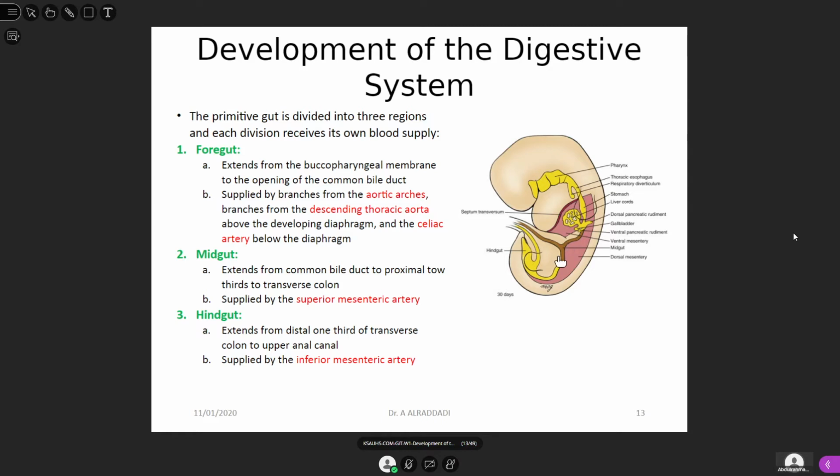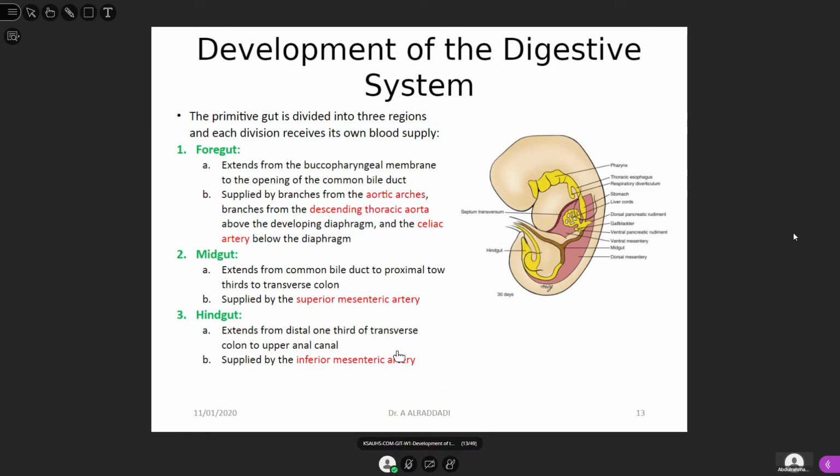The midgut extends from the lower half of the duodenum, or from the common bile duct, to the proximal 2/3 of transverse colon. And this part is supplied by the superior mesenteric artery. Hindgut extends from the distal 1/3 of transverse colon to the upper anal canal, and is supplied by the inferior mesenteric artery.